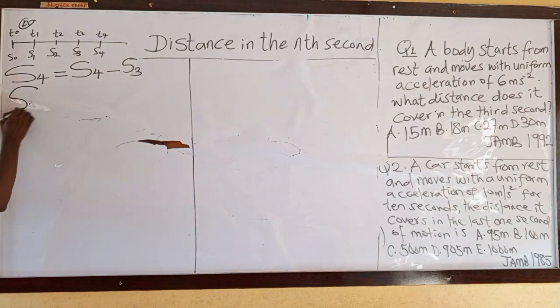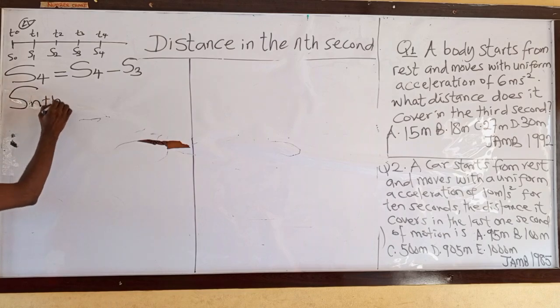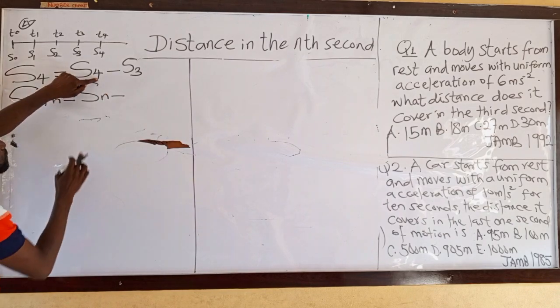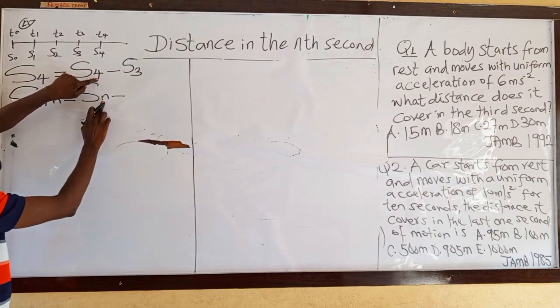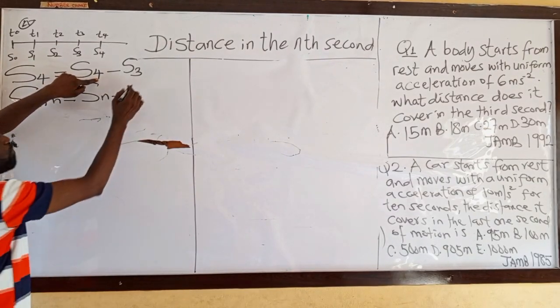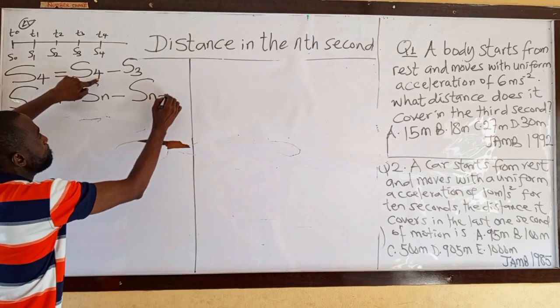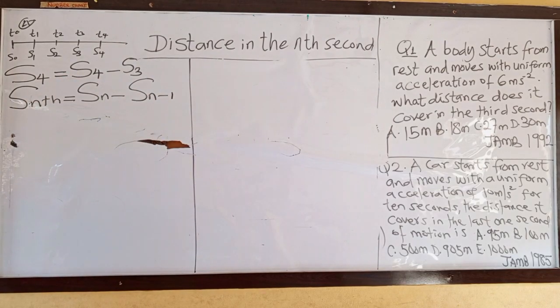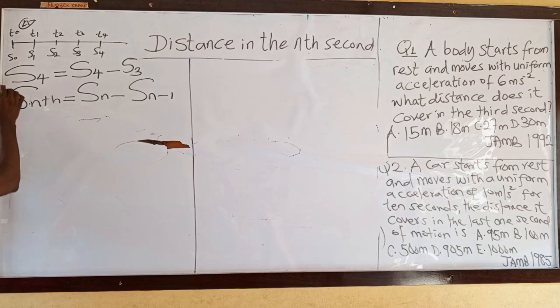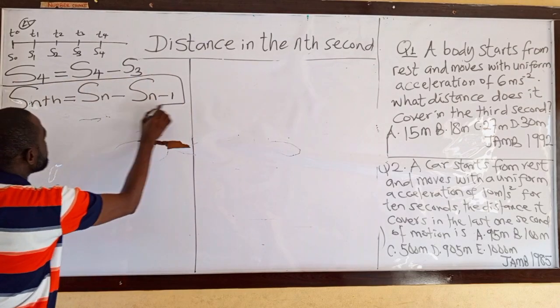we use Sn minus... this one is 4. How do you get 3? This one is not n, n is 4. How do you get 3? That's 4 minus 1. We have Sn minus 1, and so on. So this is the formula for the distance covered by a body in the nth second of its motion. Let us get the formula for that.